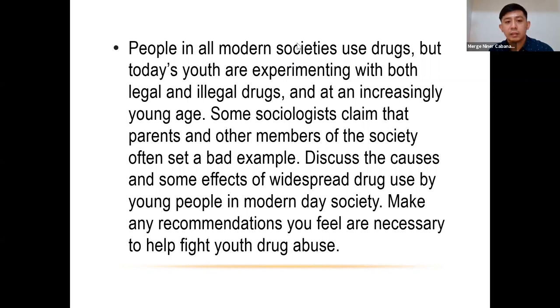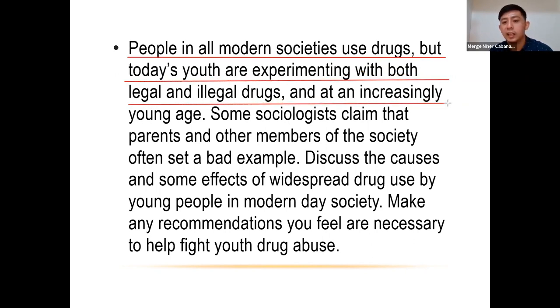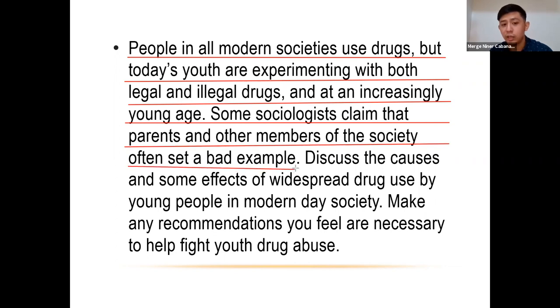All right. I'm going to underline the background statement. People in all modern societies use drugs, but today's youth are experimenting with both legal and illegal drugs at an increasingly young age. Some sociologists claim that parents and other members of the society often set a bad example. That is your background statement.